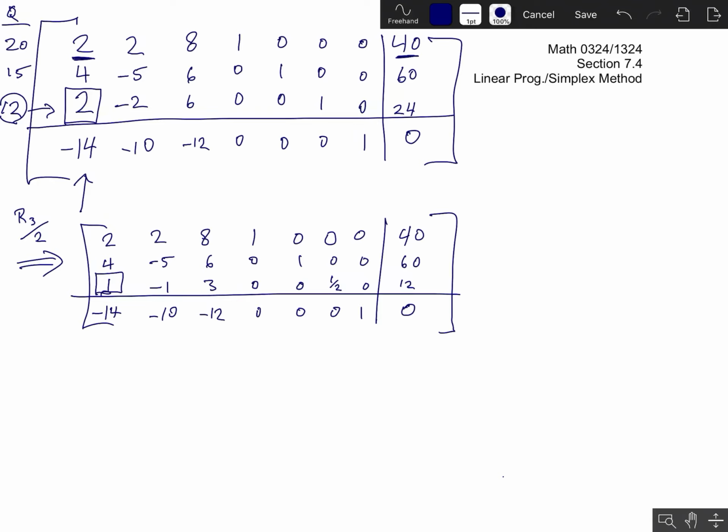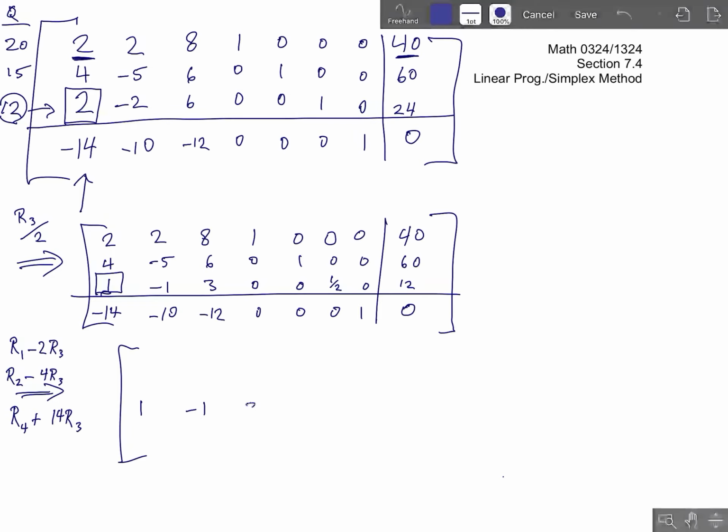The next thing that we need to do is eliminate all of the other non-zero entries in that column. So I would take row 1 and subtract twice the pivot row. And then I would take row 2 and subtract 4 times the pivot row. And I would take the last row and add 14 times the pivot row. I'm going to do all of that in one step because these row operations don't interact with each other. So maybe just to anchor us somewhere, I'll recopy this third row.